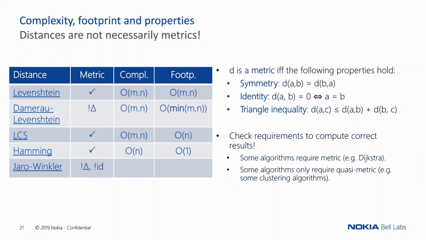This is because, depending on the algorithm that you want to use, the algebraic property that you require might differ. For example, you know that the Dijkstra algorithm requires a metric. Actually, it's rather a semi-ring. If you use some clustering algorithms, depending on them, you might require only a quasi-metric. But you have to be careful if you want to compute something that is correct. Otherwise, you will get approximate results, and you are not necessarily sure of the quality of this result.